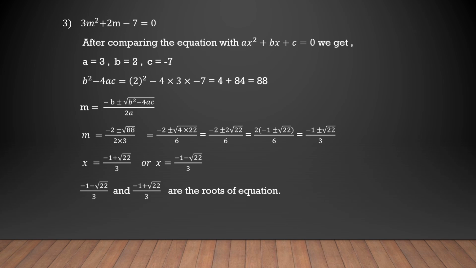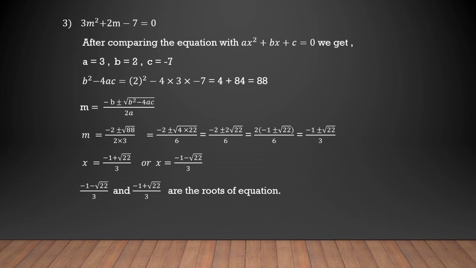88. The factor of 88 is 4 into 22. 4 is a square of 2. So we find the factors such that one factor is a square of some other number. So here we find the factors 4 and 22. So we write here root of 4 into 22. So we write minus 2 plus minus root of 4 into 22 by 2 into 3, which is 6.